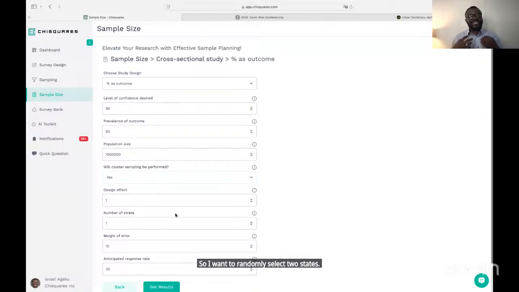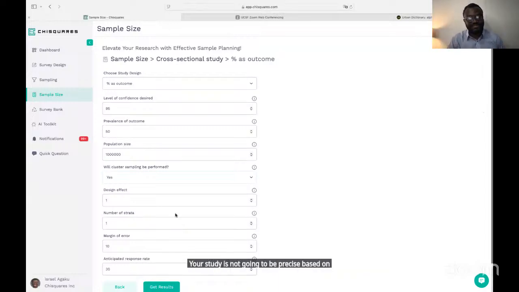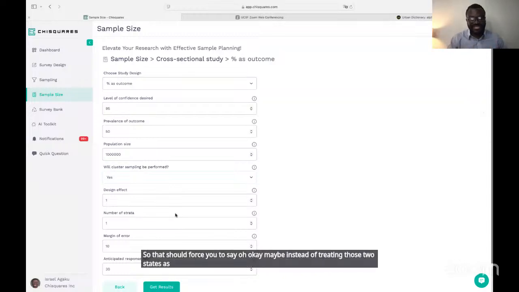Now, does that decision make sense from a scientific perspective? No, it does not. How are you selecting 2 states at random as clusters and saying it makes sense? It doesn't, because your degrees of freedom are less than 8. Your study is not going to be precise based on NCHS guidelines. So that should force you to say, maybe instead of treating those 2 states as clusters, I should define them as my population.